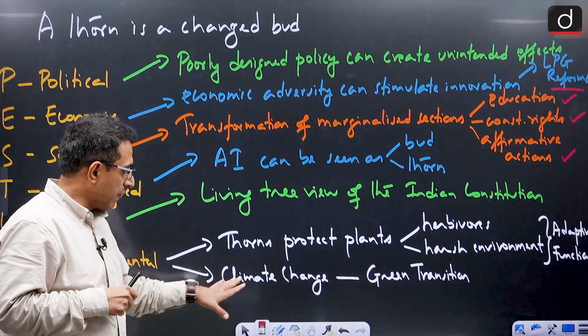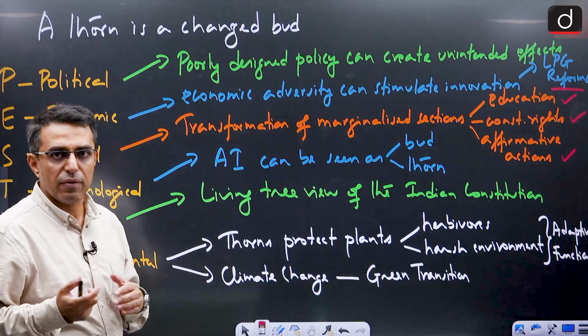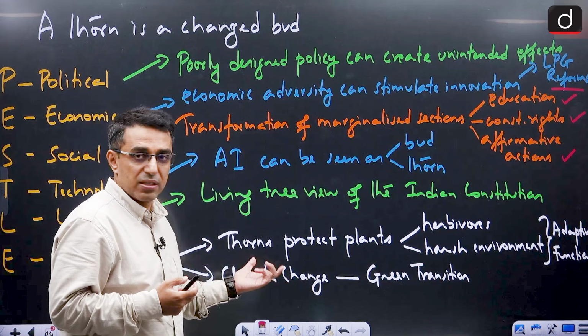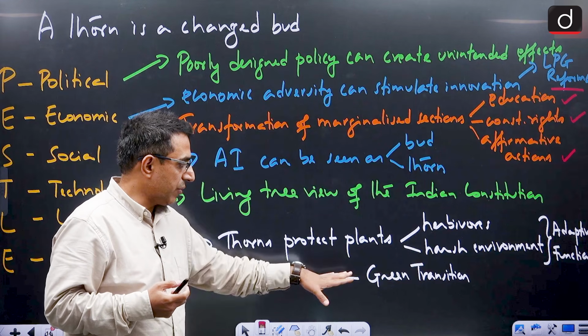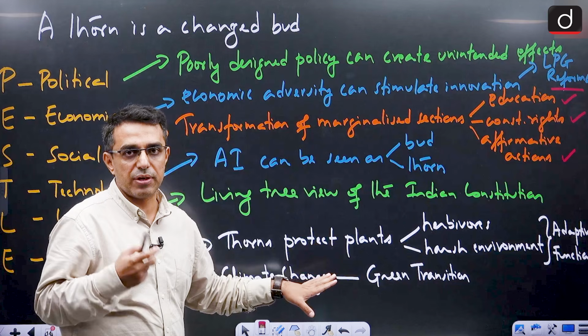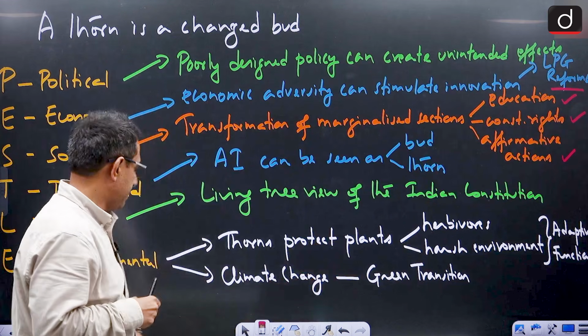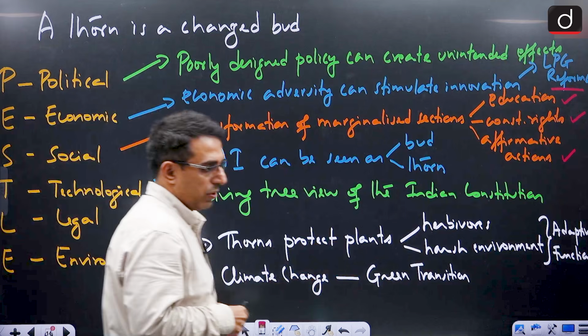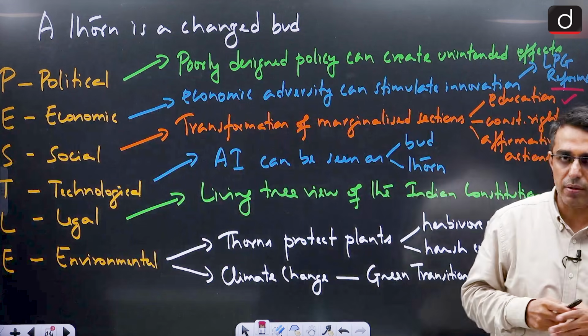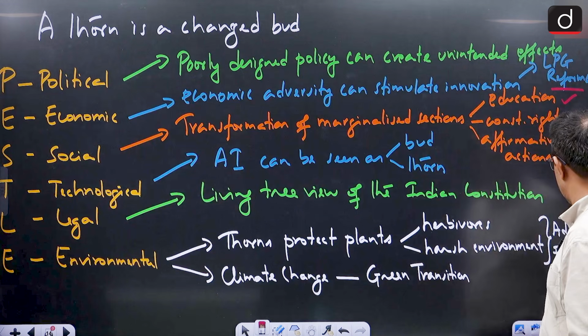And also an example of climate change can be given, where this is a problem, this is a thorn. And what is the solution that we are looking for? The green transition, the transition towards green sources of energy, right? So this is how we can explore various dimensions of this topic. A thorn is a changed bud.